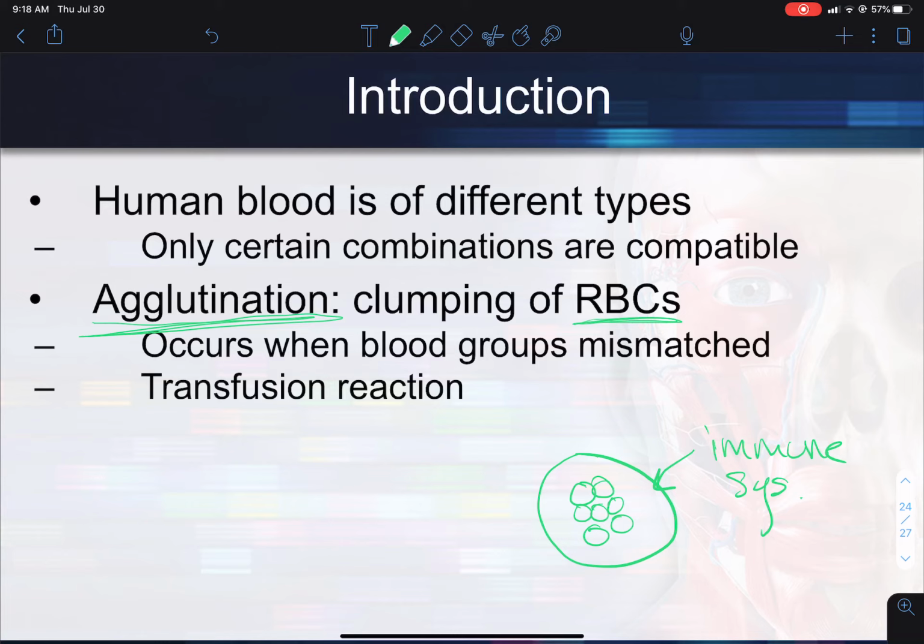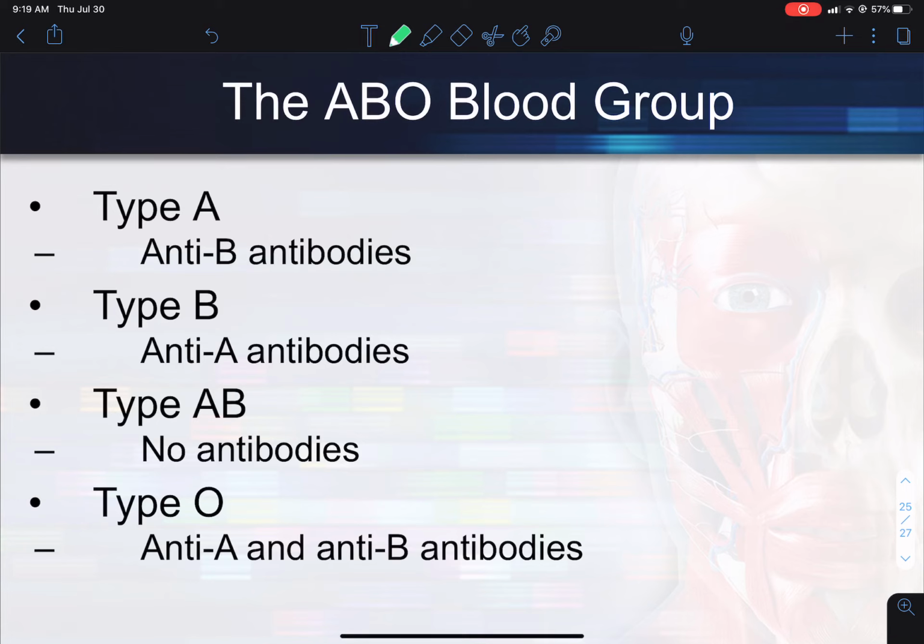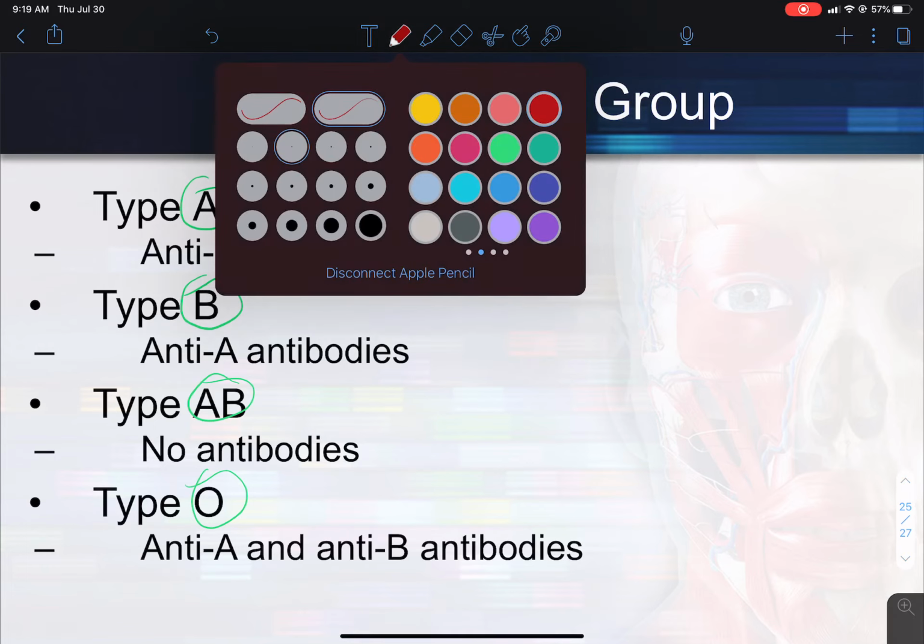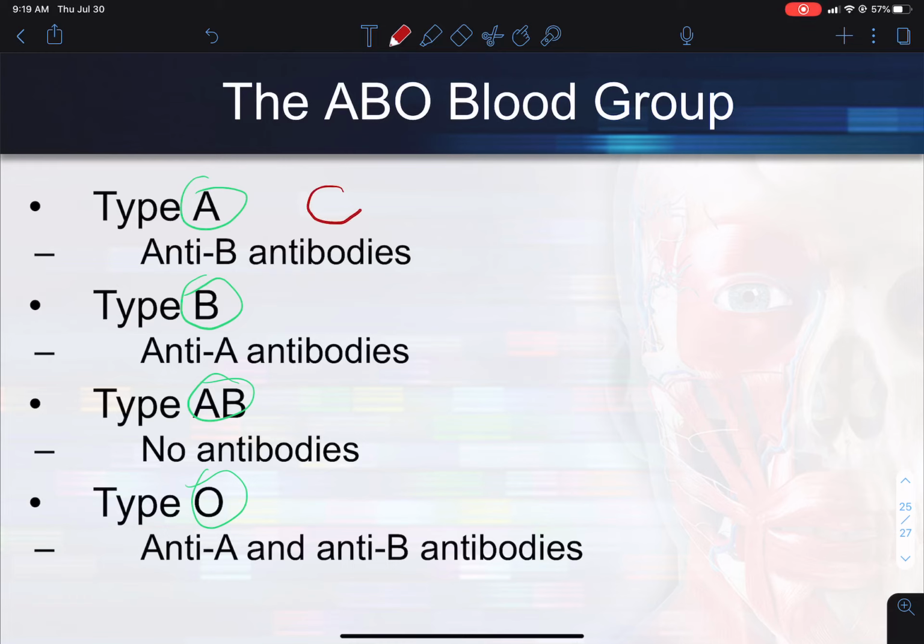All right, what are the different types of blood types? We have type A, type B, type AB, and type O. Type A is going to be a red blood cell. Let me do this in red so that it's, there we go. We have a red blood cell, and type A blood is going to have A antigens. And in the plasma, it is going to produce anti-B antibodies.